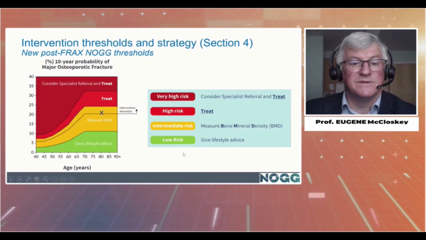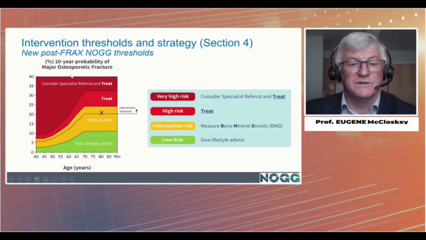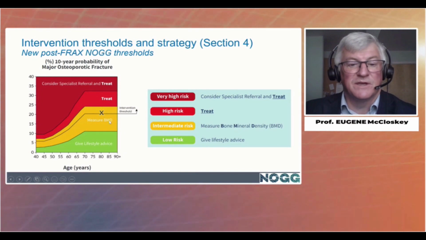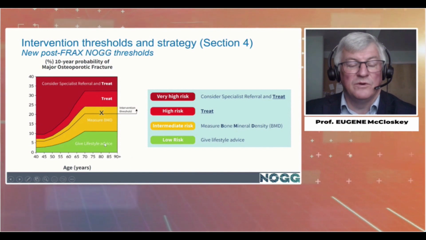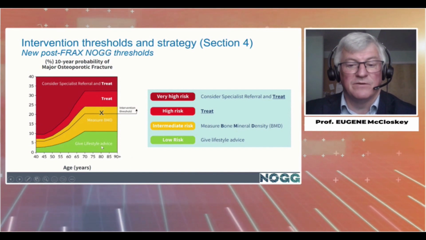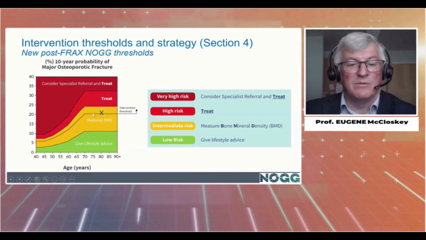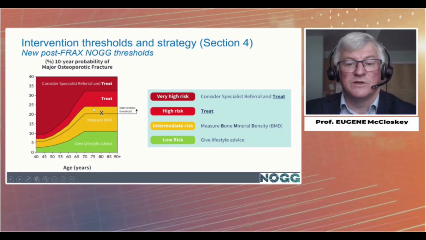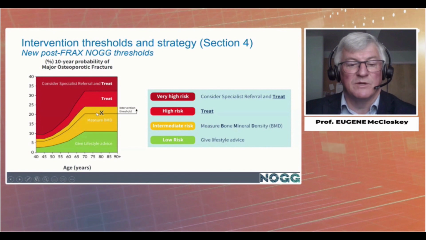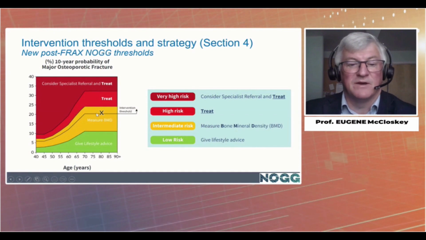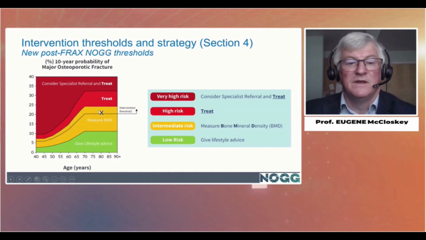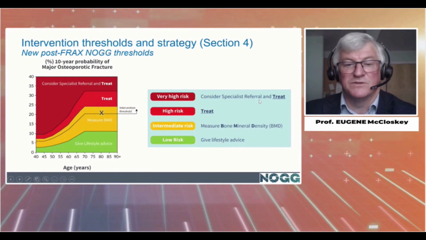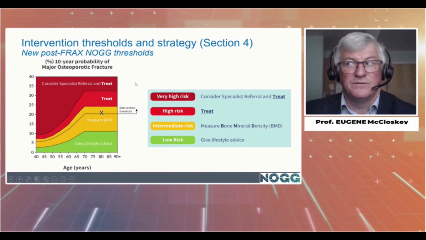So again, this is the most recent NOGG thresholds, translated into these risk areas: a low risk green area for giving lifestyle advice, the amber area around the intervention threshold, which after the measurement of bone mineral density will be reclassified as a high risk or low risk. And then we've got this very high risk category, again, consider specialist referral and treat.